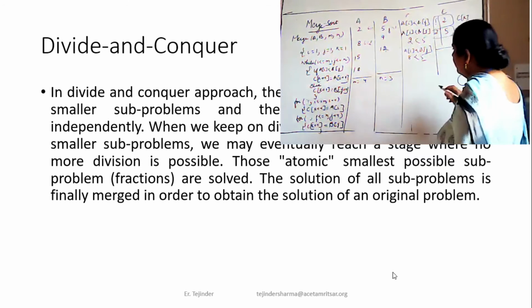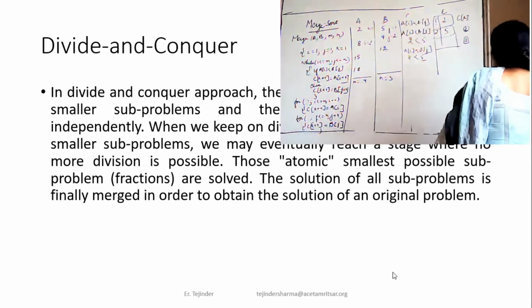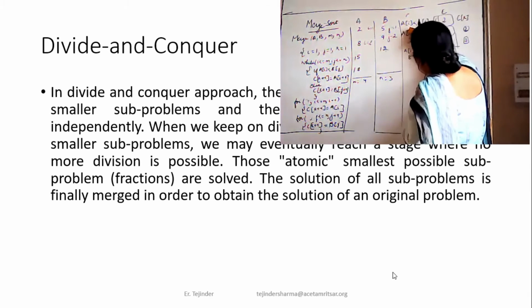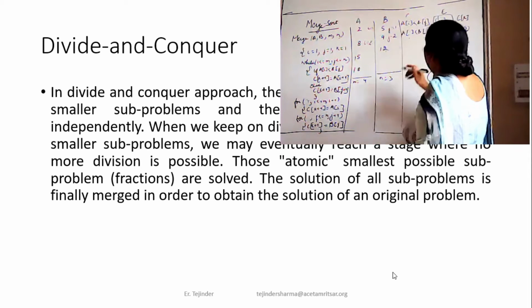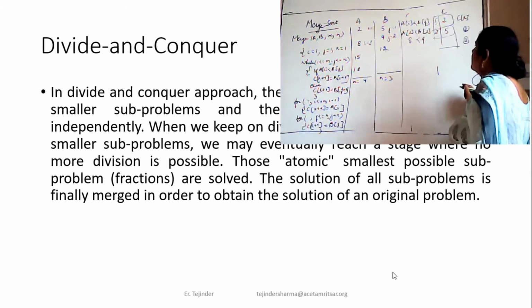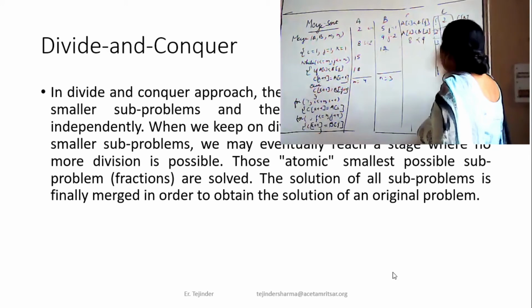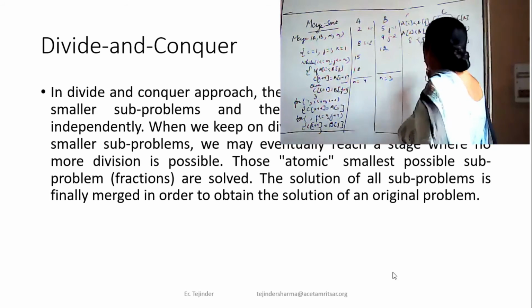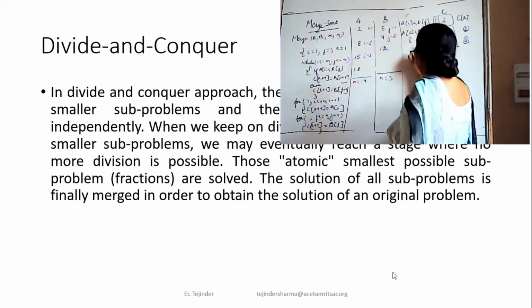Now J plus plus, J is equal to 2. Now again compare A of I with B of J, that means A of 2 is less than B of 2. 8 is less than 9, yes, true. So C of 3 would be equal to 8. Now increment I, so I becomes 3 and J is 2.